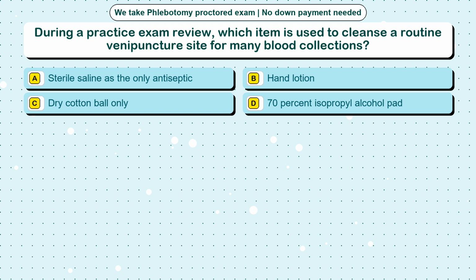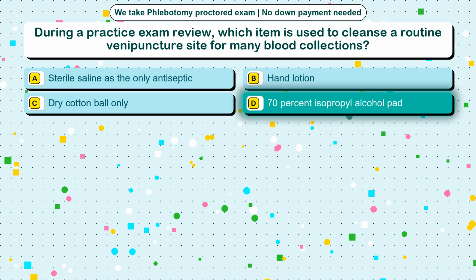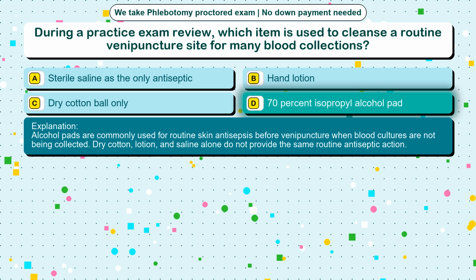Option D, 70% isopropyl alcohol pad. The correct answer is option D, 70% isopropyl alcohol pad. Alcohol pads are commonly used for routine skin antisepsis before venipuncture when blood cultures are not being collected. Dry cotton, lotion, and saline alone do not provide the same routine antiseptic action.